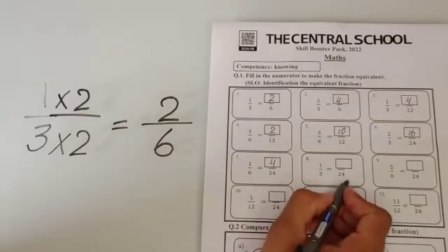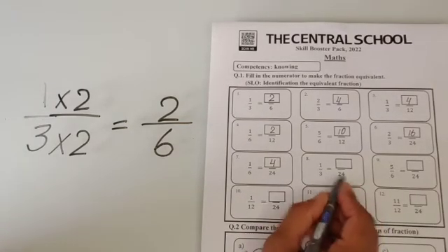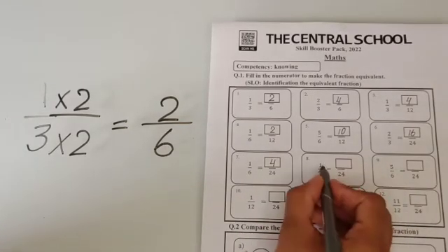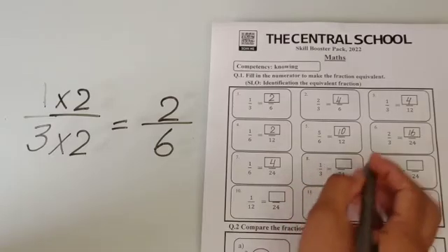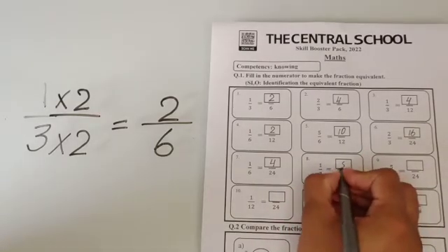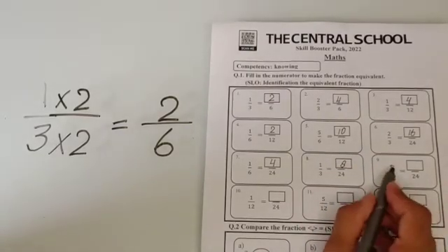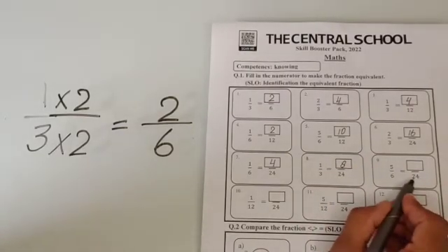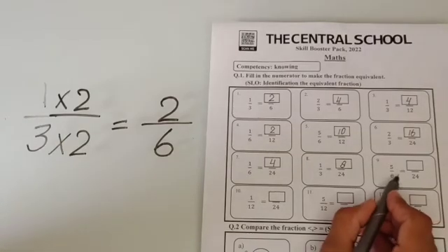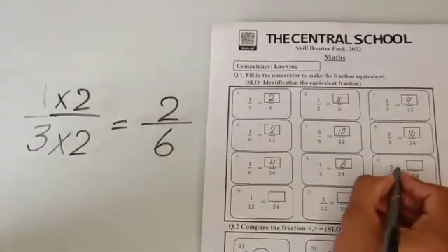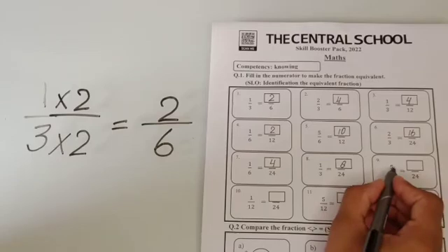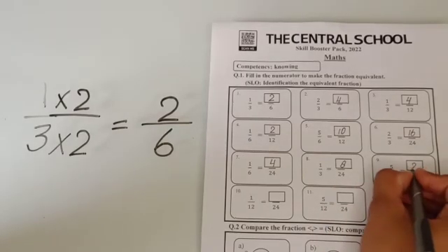1 by 3 and here we have 24. 3 8s are 24. So we have to multiply 8 by 1. So 8 1s are 8 or 1 8s are 8. 5 by 6 and here we have 24 again. 6 4s are 24. So we have to multiply 5 by 4. 5 4s are 20.